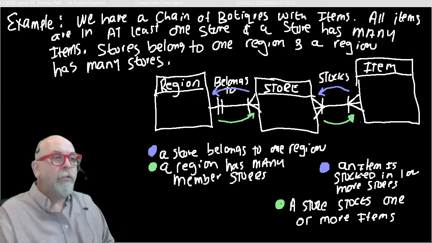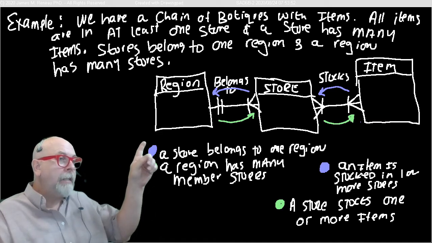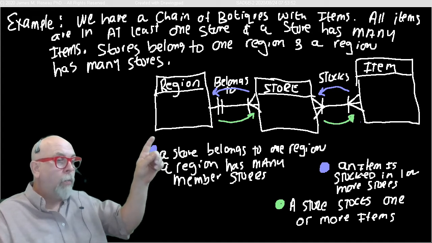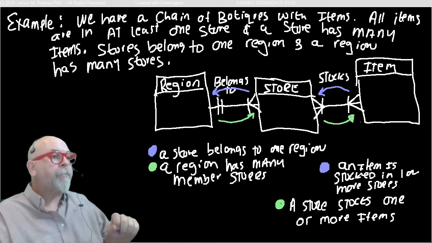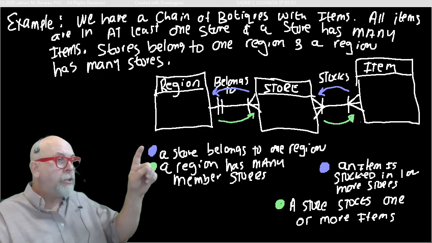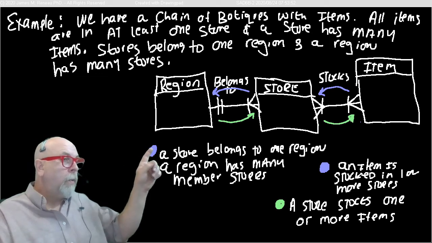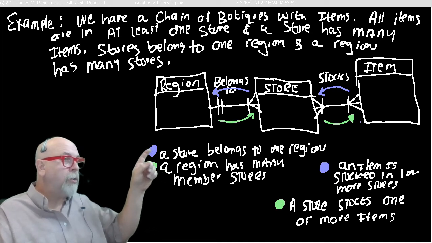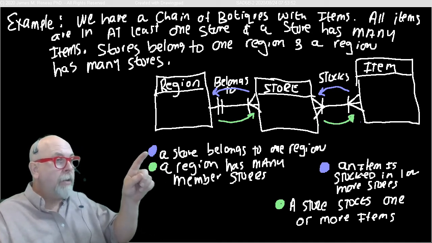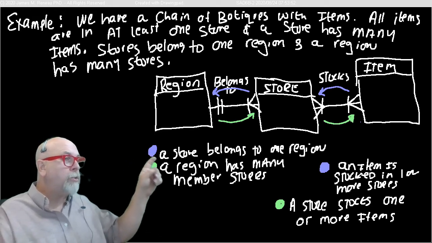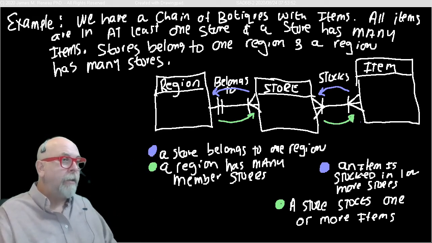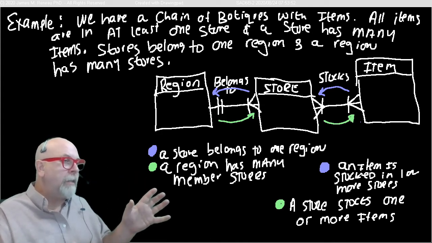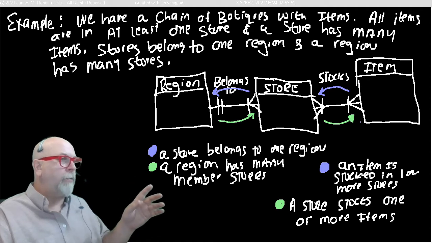So I think those relationships are as follows. And let's read the blue arrow. A store belongs to one and only one region. And then a region has one or more stores. So a store belongs to one and only one region, and a region has one or more stores that belong to it. And I've color-coded the arrows so that we can see exactly how we read them.